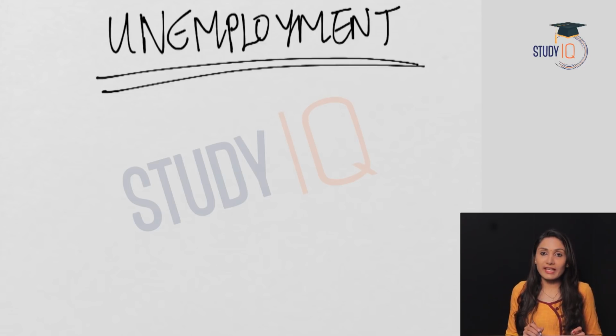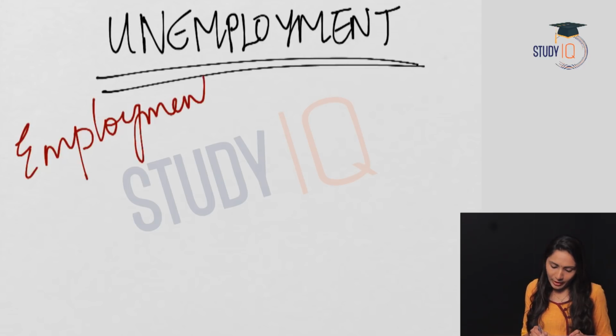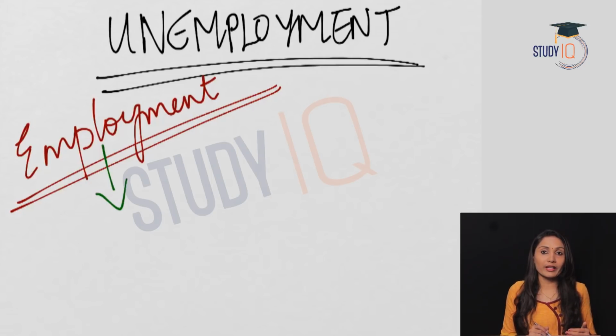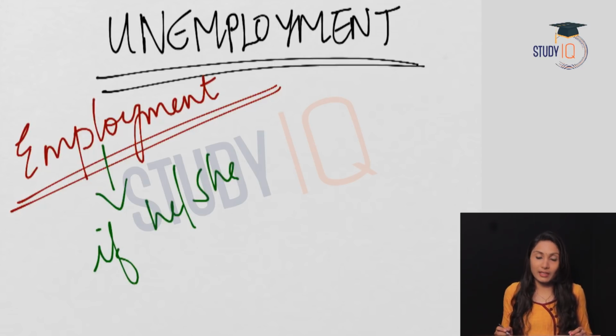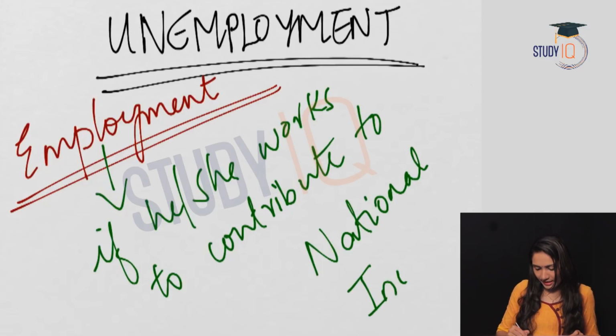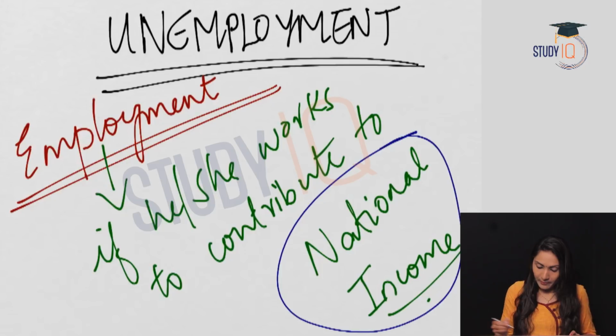Let us start. When we talk about unemployment, we should first understand what employment is. What is meant by employment? Can we give a clear definition for employment? We can say that a person is employed if he or she is working in order to contribute to the national income of a country. So, if a person contributes to the national income, he is employed.